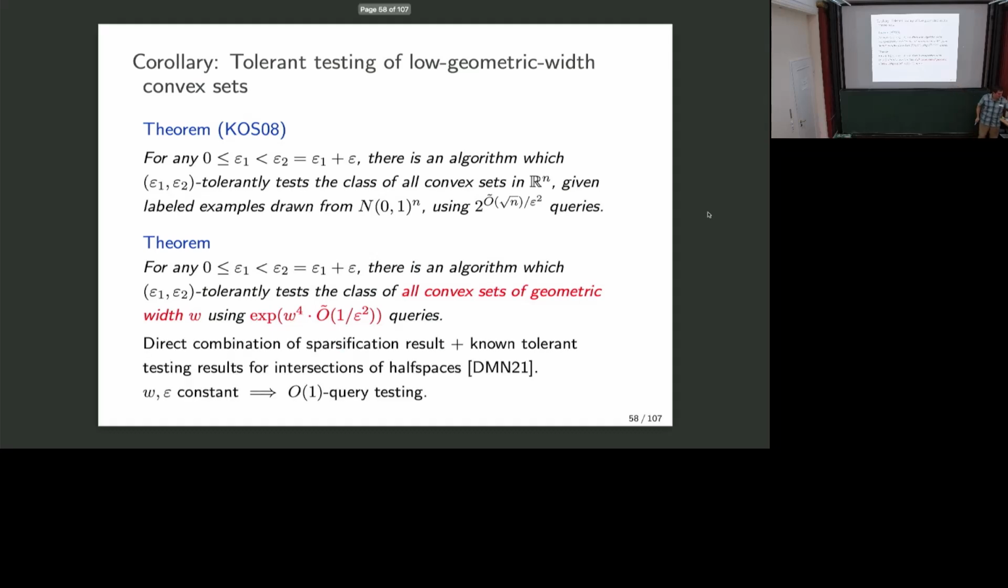Okay, and this is done using recent results of Anindya, Alkanan Mosel, Joe Neiman on this testing problem. It turns out you can efficiently test this other class of functions, whether something is an intersection of half spaces or far from an intersection of half spaces. And now we know that having small geometric width, we can relate it to this property of being an intersection of half spaces. So again, we go from very bad complexity in the general case, 2 to the root n, to constant complexity in the special case where the width is constant.